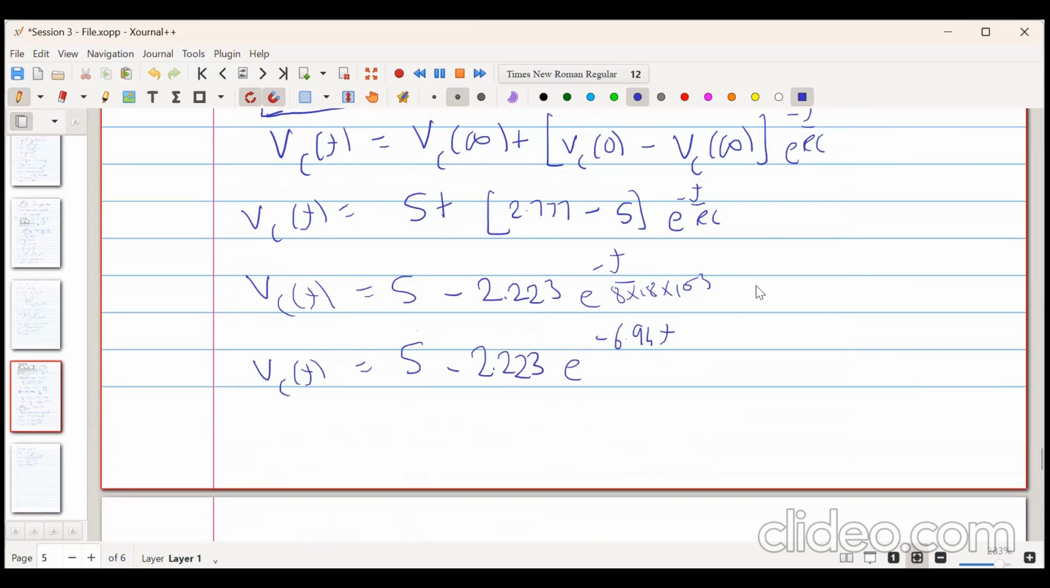Now let us draw how it actually looks. This is the voltage V of t. It will be like this.